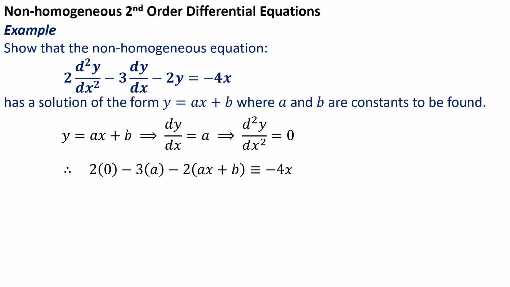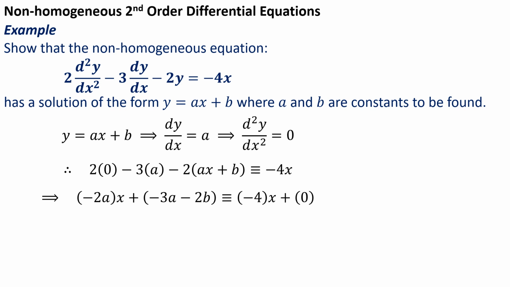You'll notice that I'm now using an identical to symbol because the left-hand side and the right-hand side need to match for all values of x. Remember, solutions to a differential equation are in the form of a regular equation. So we're looking for a function rather than a number as our solution, which means when we're trying to find the values of a and b that make this work, they need to work for all values of x. We need to basically turn the left-hand side into minus 4x in order for this to match.